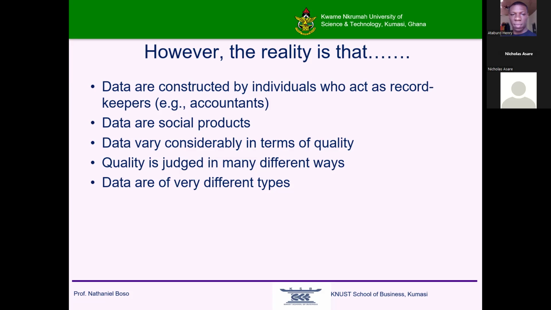So data vary considerably in terms of quality. Yes, you can have high quality data, poor quality data due to how they have been constructed and captured. Okay. And then quality is judged in many different ways, which we will look at subsequently. And then data are of very different types. You can capture different types of data. Okay.